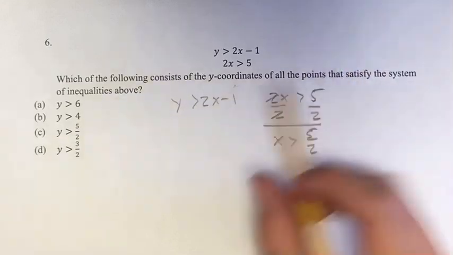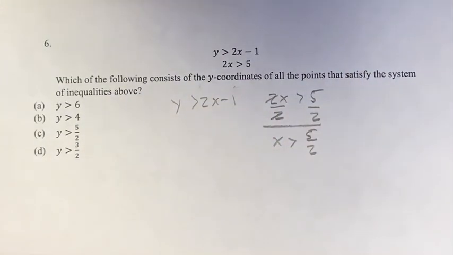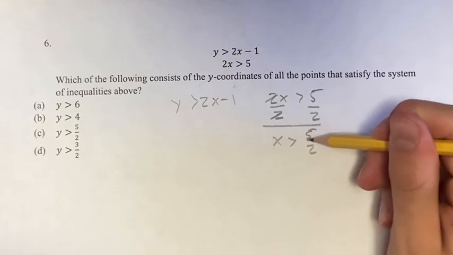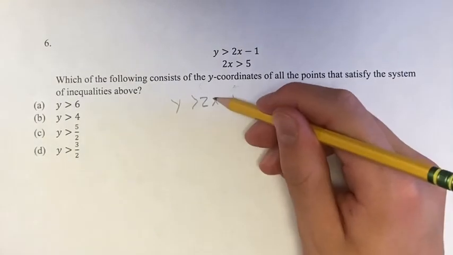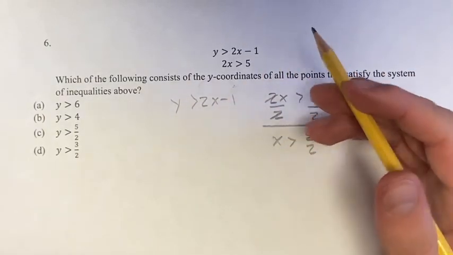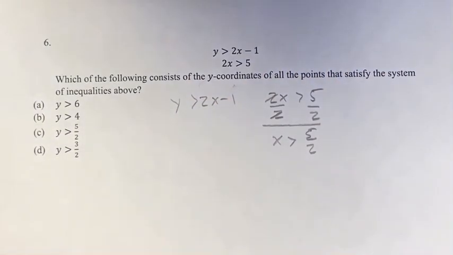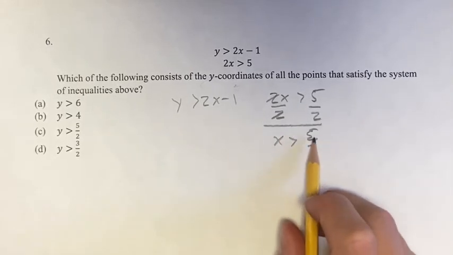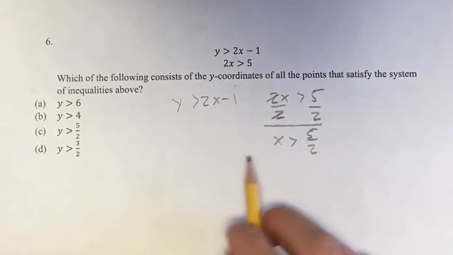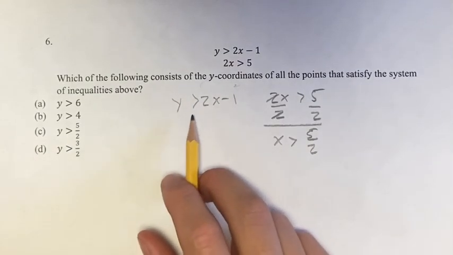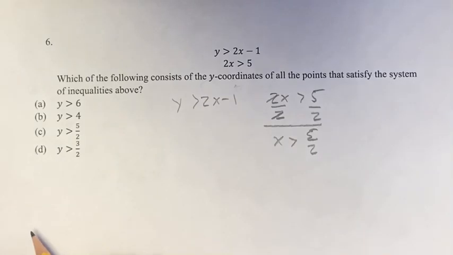And so we're told that y is greater than 2x minus 1. And if x is greater than 5 halves, then if we plug in 5 halves into this equation, it will give us the minimum value that y has to be greater than, right? If the minimum value that x has to be greater than is 5 halves, then the minimum value that y has to be greater than is 2 times 5 halves minus 1.